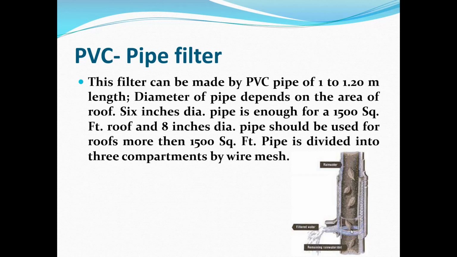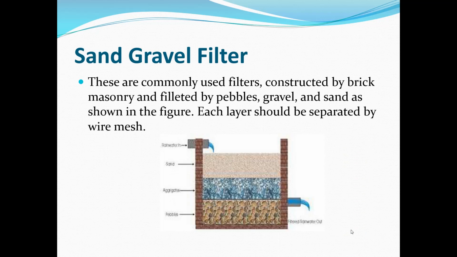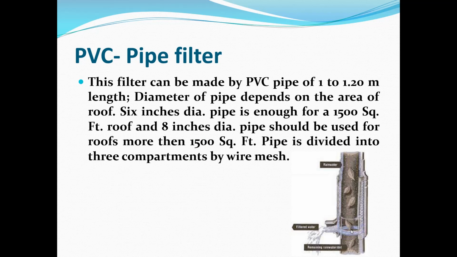Then the PVC pipe filter. This filter can be made from PVC pipe of 1 to 1.2 meters in length. The diameter of the pipe depends on the area of the roof. A 6 inch diameter pipe is enough for a 15 square meter roof; 8 inches should be enough for more than 15. The pipe is divided into three compartments by wire mesh, and again pebbles, sand, and aggregates can be arranged as in the sand gravel filter. Even charcoal can be used in this kind of filter.